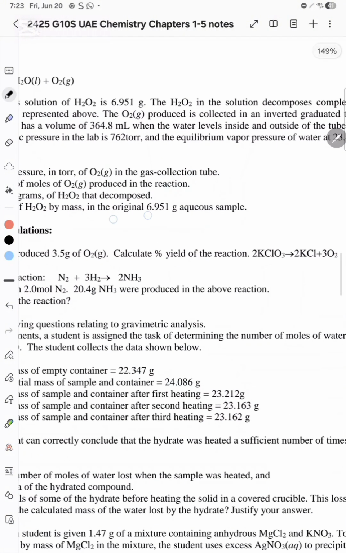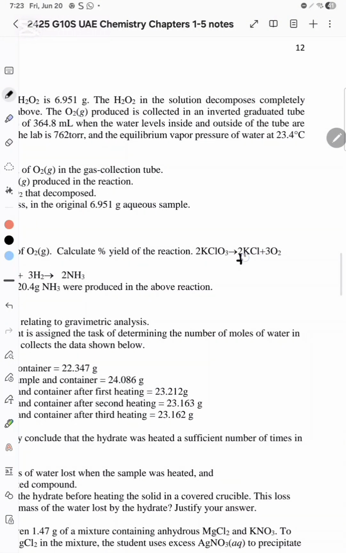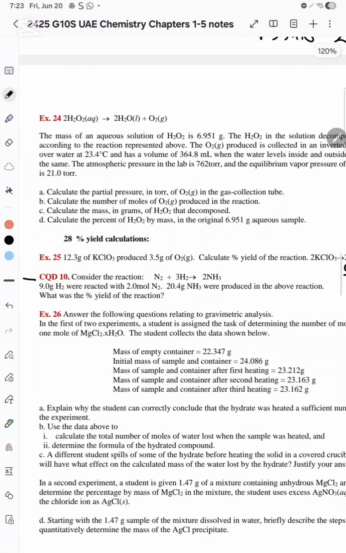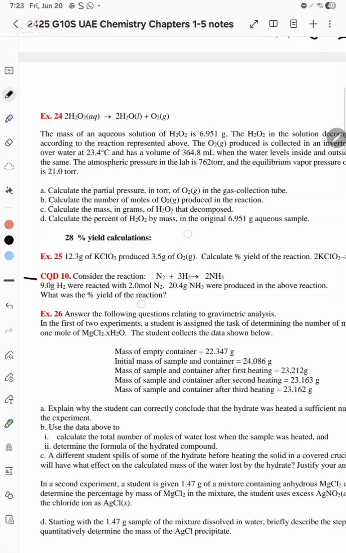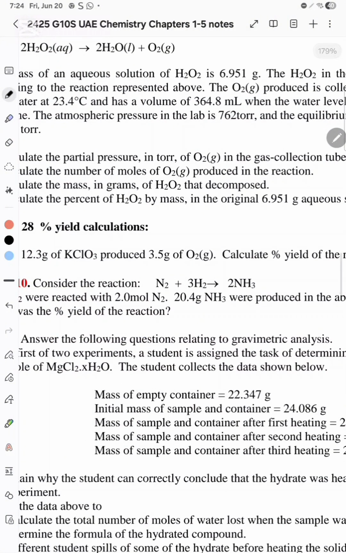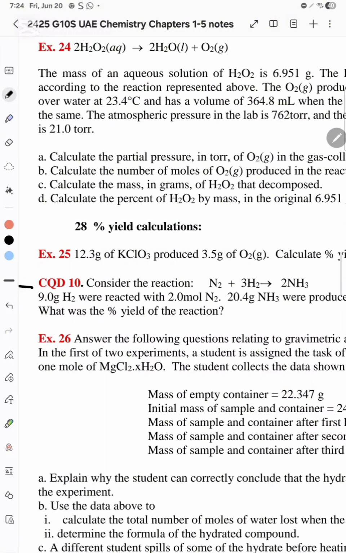We know percentage yield equals actual yield over theoretical yield, my bad. Actual over theory times 100. So the actual yield was 20.4 grams. We need to find the theoretical yield. The theoretical yield is how much is supposed to be produced. So it's 9 grams of H2 reacted. So we have 9 grams of this, and 2 moles of N2.